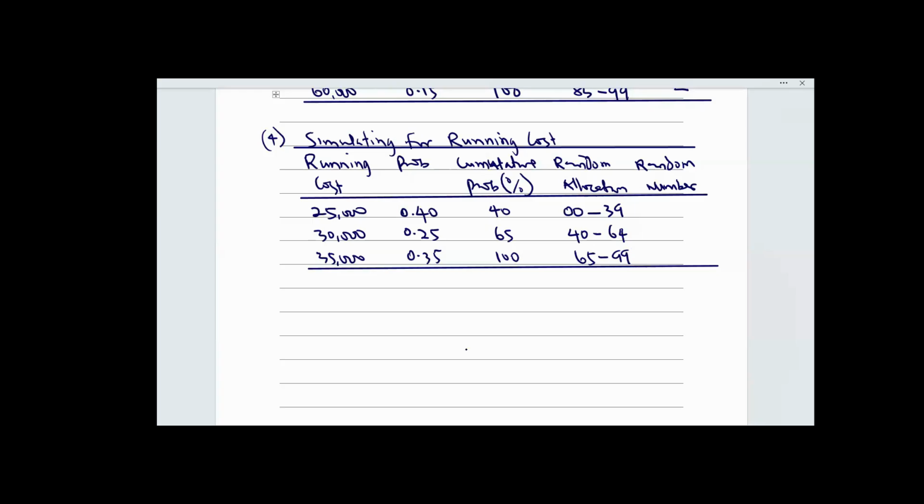Then what are the random numbers for running cost? 71, 71 falls here. Next, 00, 00 is here. Next, 94, 94 is here. So again, with this, we have simulated for running costs.